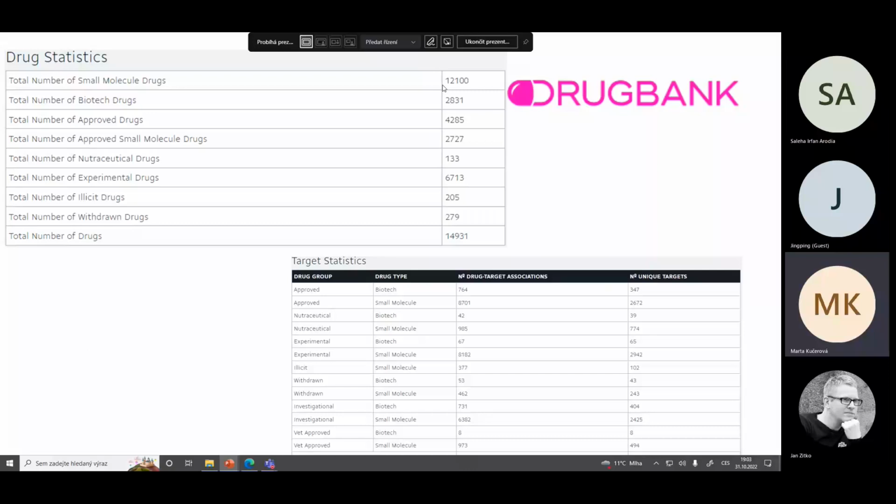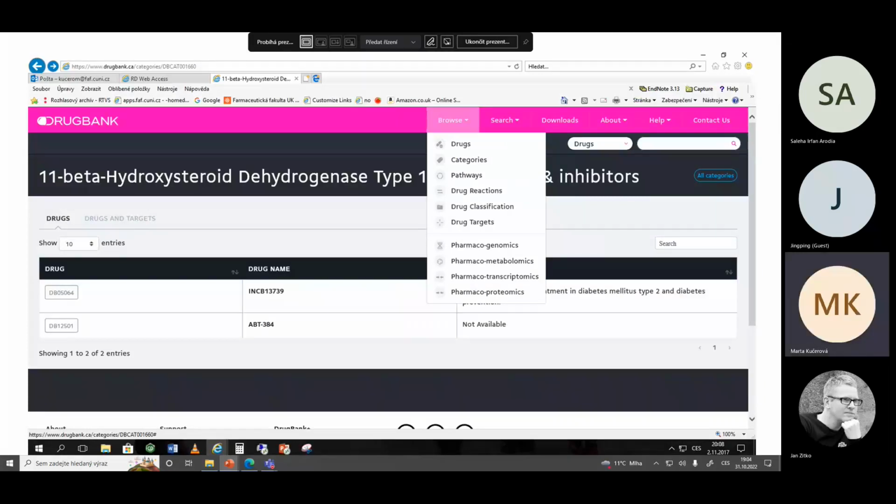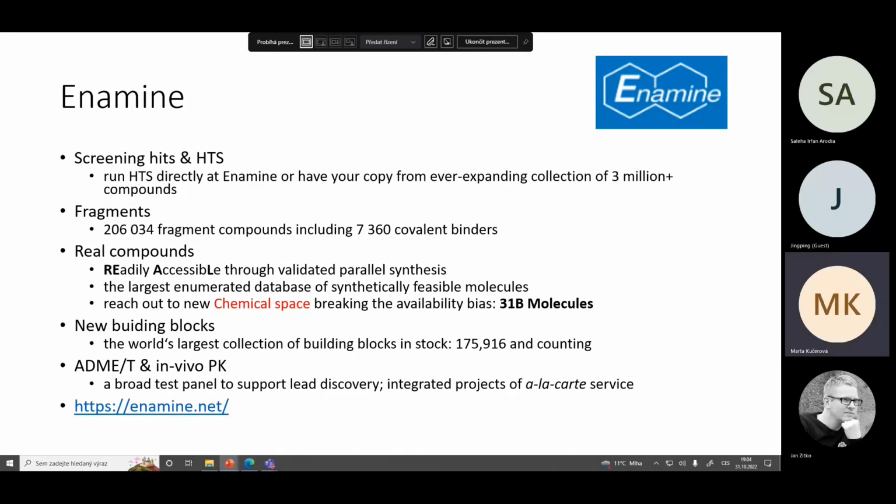Here is the statistics overview focused on the particular type of compounds, and also the targets. This is how the database looks like. There are also different search criteria. You can either type the name of the drug or any pathway that is influenced by the drug, or any drug categories, drug classification, and so on.